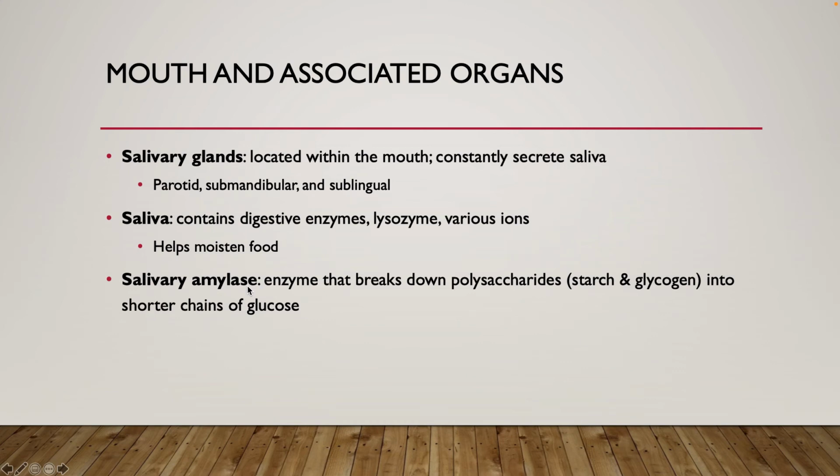Salivary amylase is an enzyme present in our saliva that breaks down carbohydrates, essentially polysaccharides, into smaller chains of glucose. And then we'll have further breakdown of this in the stomach and small intestine via pancreatic enzymes as well.